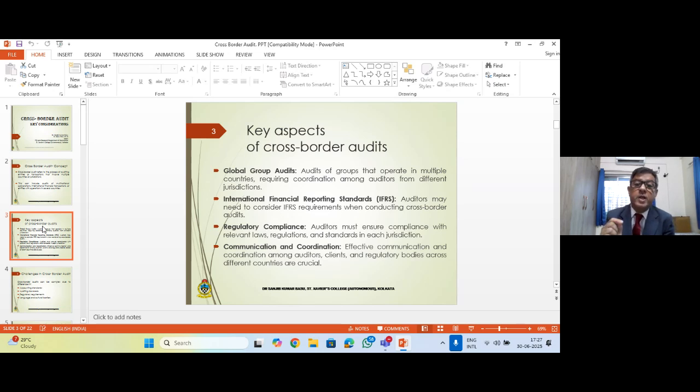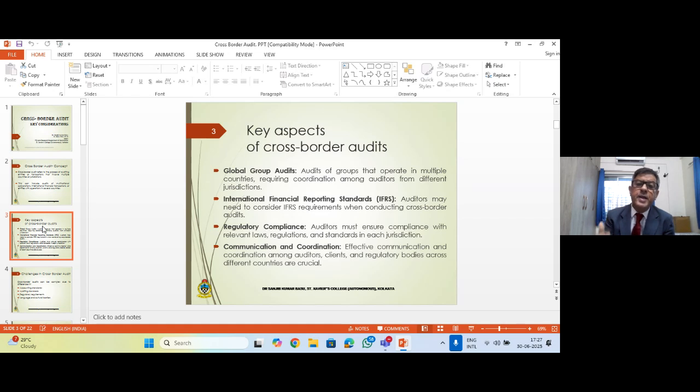Third one is very, very important. Our chairman has already given some hints on this. That is the regulatory compliance. Our Indian Companies Act is applicable only in India, but different other countries have their own corporate laws. I'm not talking about only the Companies Act. I'm talking about different corporate laws.